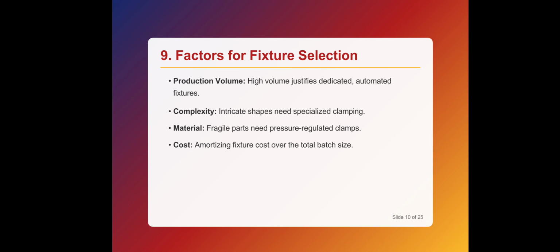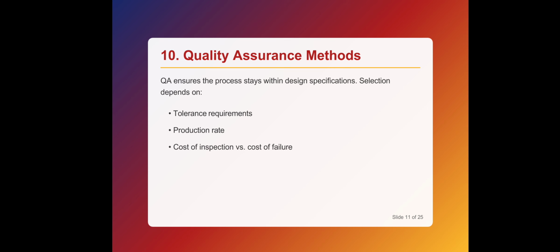To get the required output we need, these are the 3 important, or the 4 important factors, including cost also. So we can say that production volume, complexity, material, and cost are the main factors for the fixture selection.